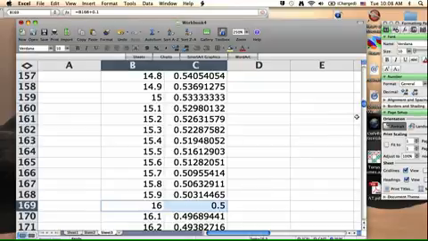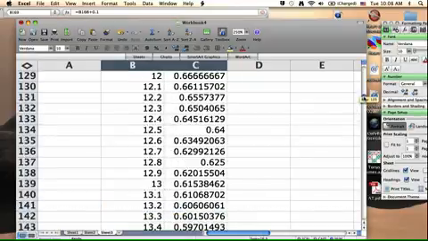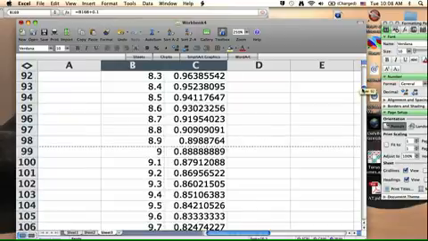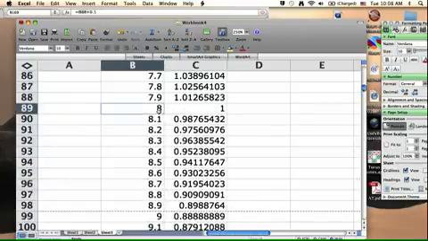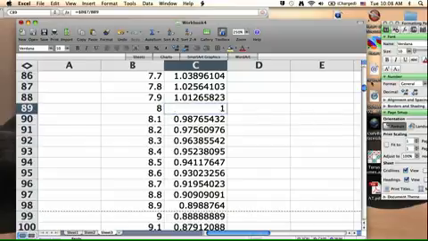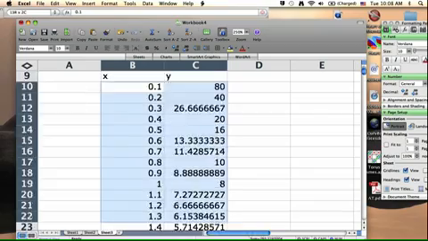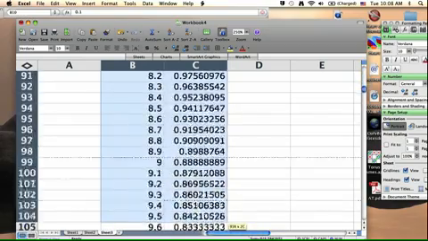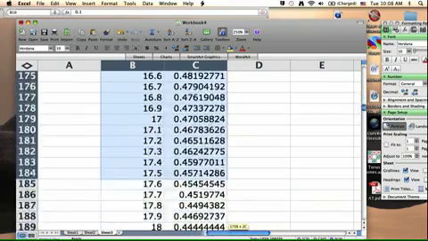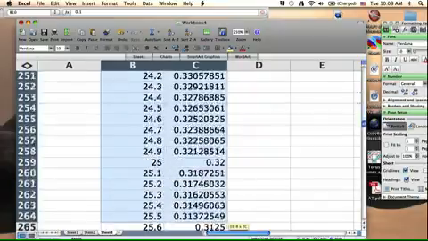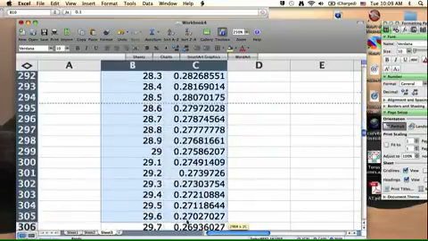Y is 0.5. When x doubles, when x goes from 8 to 16, y gets cut in half from 1 to 0.5. That's a property of inverse proportionality. Let's look at the graph of this. How far should I go? Oh, I don't think I'll go all the way to 0.125. Let's just stop there.